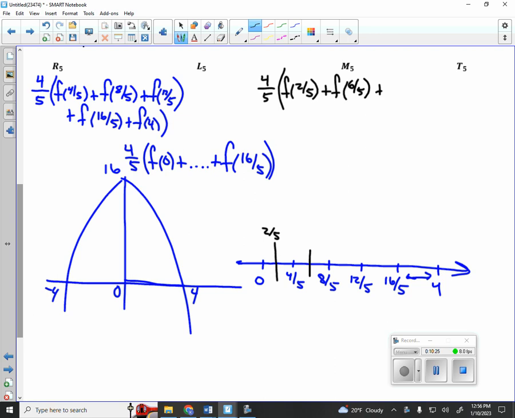So we continue to do that. What's the next one going to be? Yeah, 10/5, otherwise known as 2, plus f of 14/5 and f of 18/5. Very good. And that will be the midpoint result.